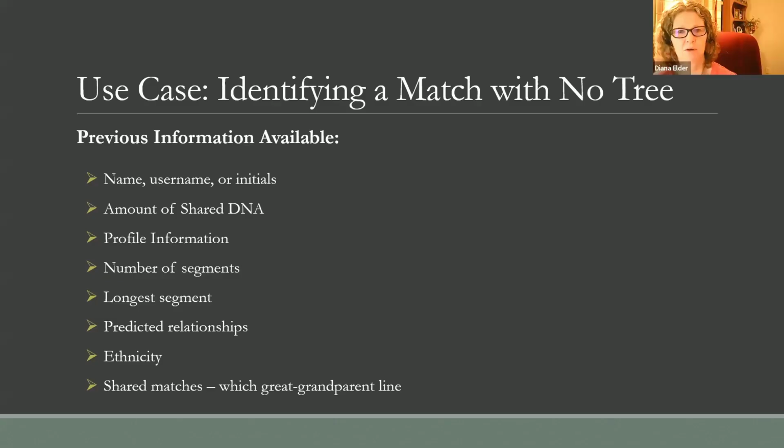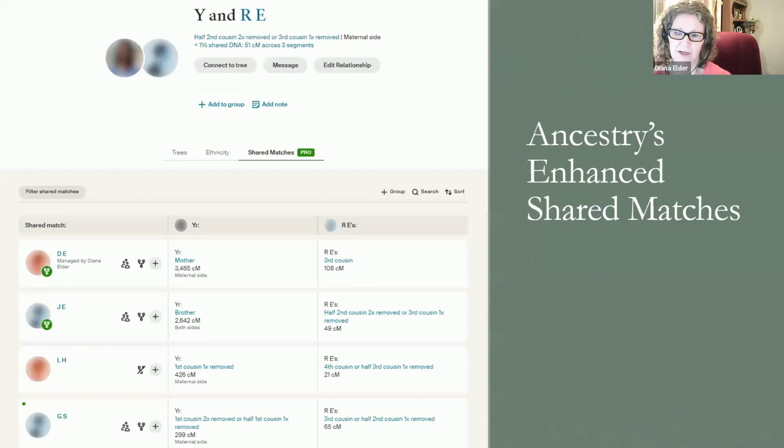Now, Nicole, we have a question on that. Can you go back to that really quick? So when the lines are marked paternal or maternal lines, how accurate is this? And is this based on trees or the actual DNA chromosome match?